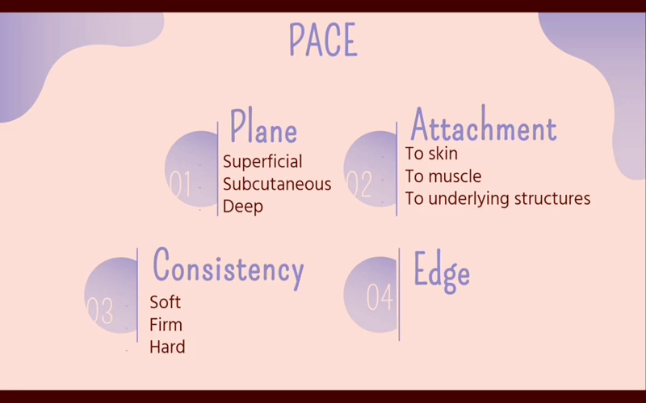For the soft part, the consistency is same as the lip. The firm part, the consistency is same as the nose. For the hard, it is consistency same as the forehead. For the edge of the lump, you have to describe whether the lump has well-defined edges or irregular edges.